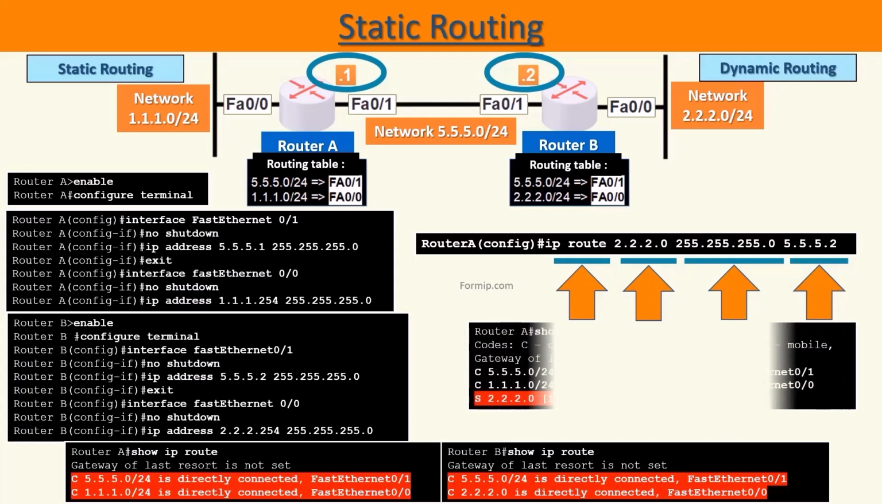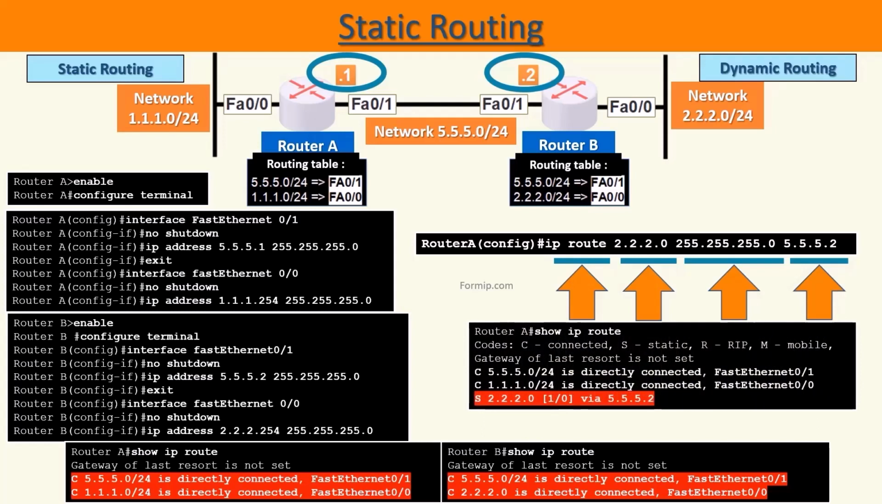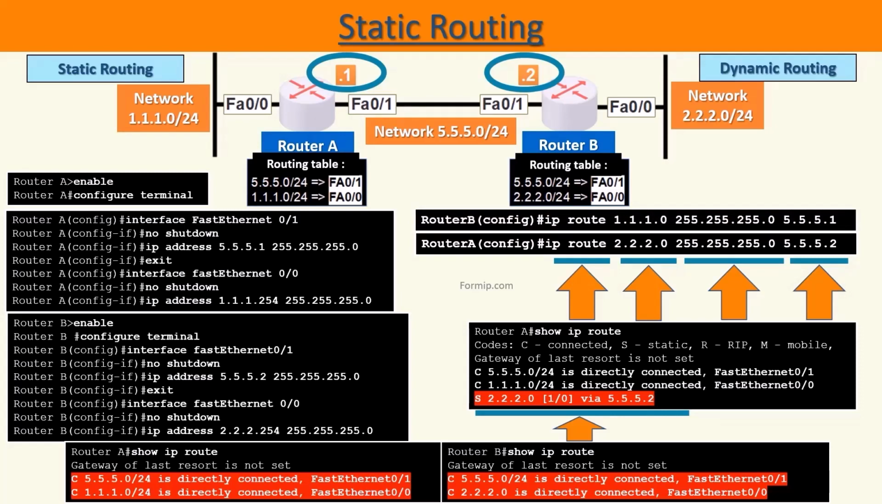Finally, we're going to go back to our router A routing table. Here, the show ip route command shows us, this time, an entry for the network 2.2.2.0/24. And if we want to build the way back, that is, for router B to reach the network behind router A, we should launch the command on router B: ip route 1.1.1.0 255.255.255.0 5.5.5.1. And that way, the PCs on the left can communicate without problems with those on the right.